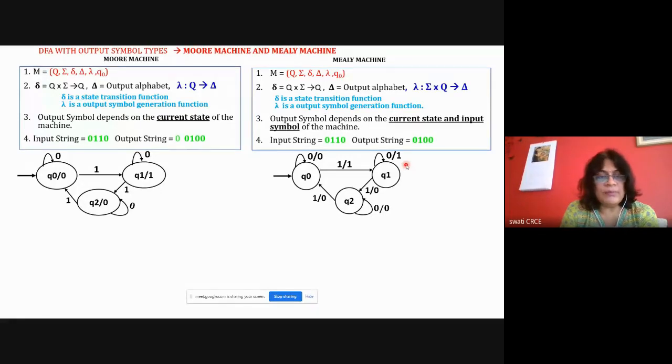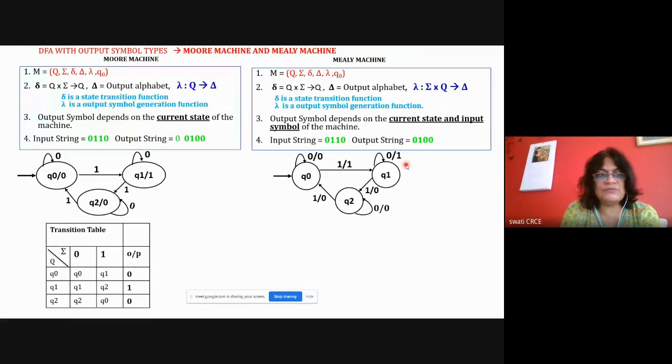Okay, now you need to remember the tables, how to draw the transition tables for Moore machine and Mealy machine. For Moore machine, your table is like this: write down all the states Q0, Q1, Q2 here, then input symbols 0 and 1, and then you write down the output symbol also in the transition table. So Q0's output symbol is 0, Q1's output symbol is 1 and Q2's output symbol is 0. And then write down the states: with 0 it is going to Q0, with 1 it is going to Q1, with 0 Q1, with 1 Q2, with 0 Q2 and 1 Q0. So like this create this table.